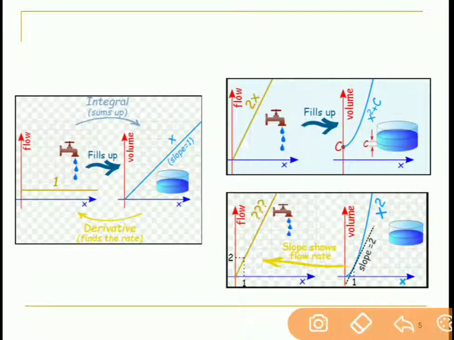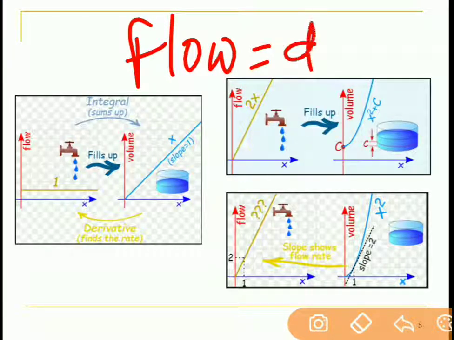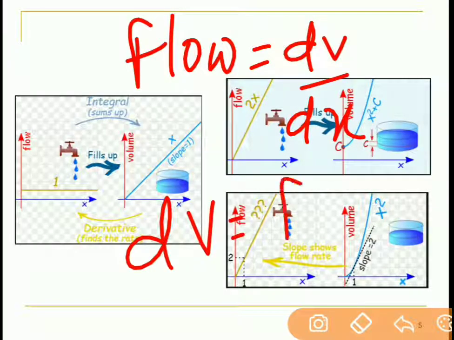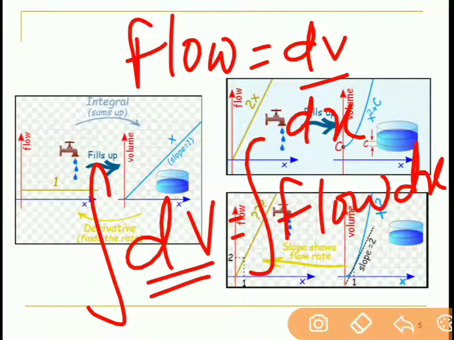Now, if you want to express the volume with respect to the flow rate, then it can be written as: flow rate is equal to rate of change of volume. Now, if we take dV, what is dV? dV is equal to flow into dx. So, if you want to find out the volume change, then we just have to take the integration on both the sides. So, integration will be equal to what? Area under the flow versus time. So, the area under this flow versus time will represent what? It will represent the volume.